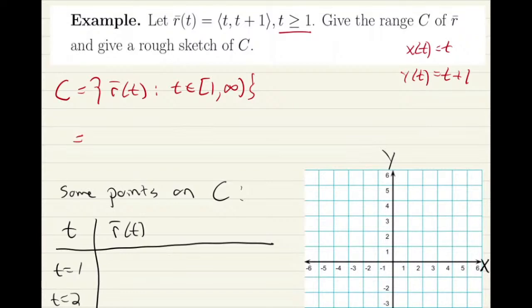But I know what R of t is, so I can do a little better here. I happen to know R of t is t, comma, t plus 1, okay? I'll even use the t greater than or equal to 1 just to emphasize that it's certainly okay. So either notation is fine, okay?